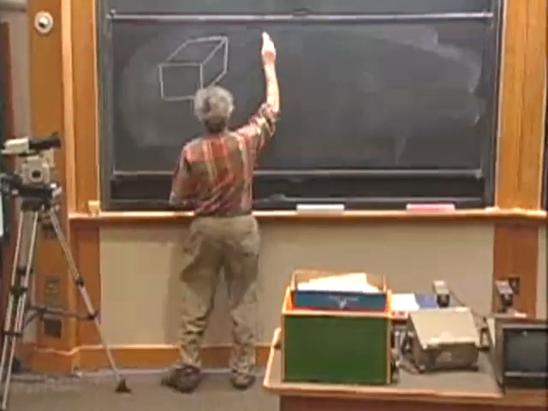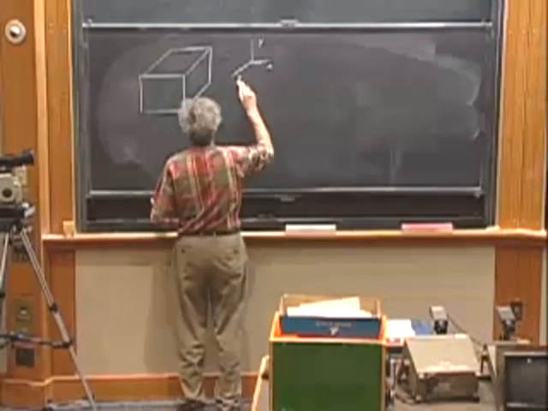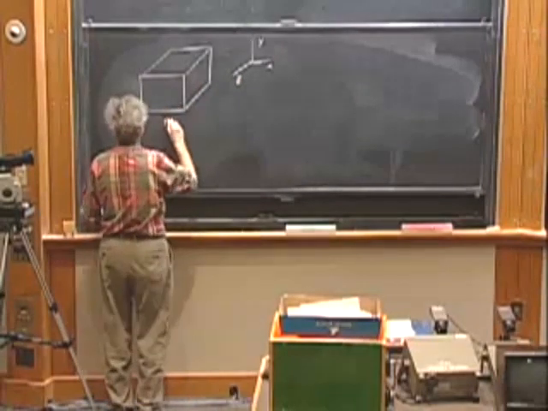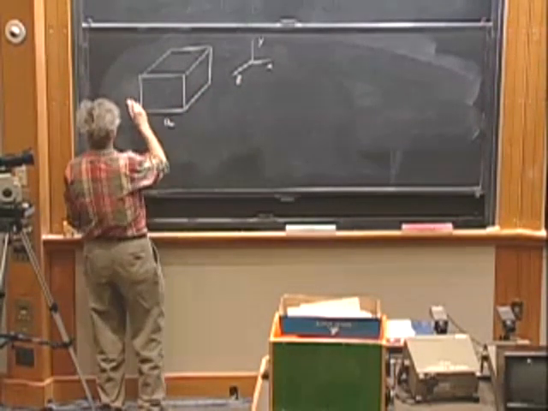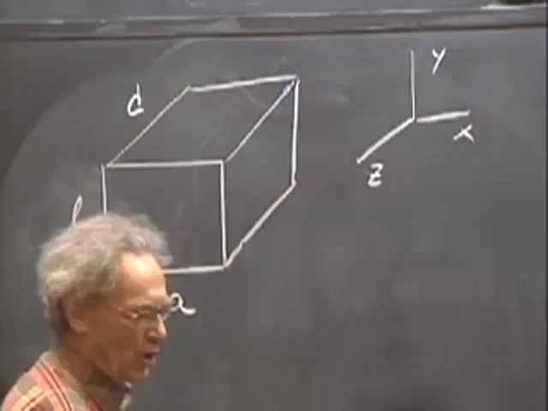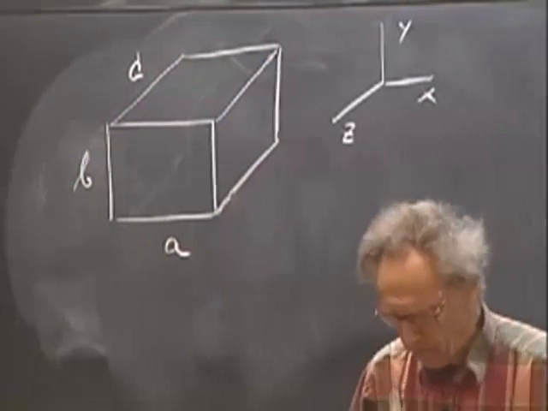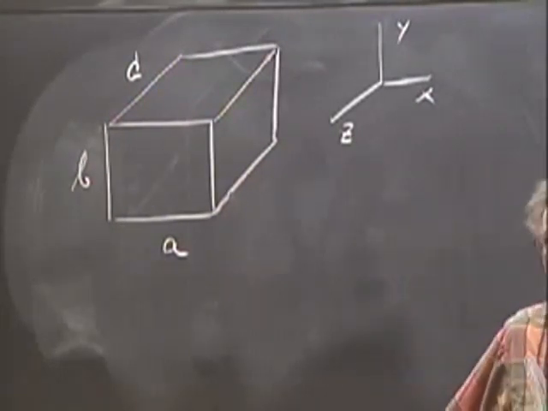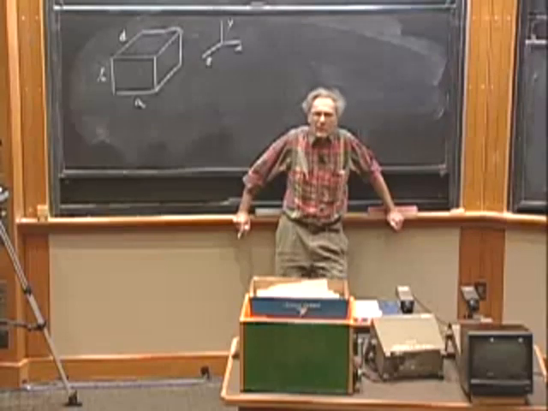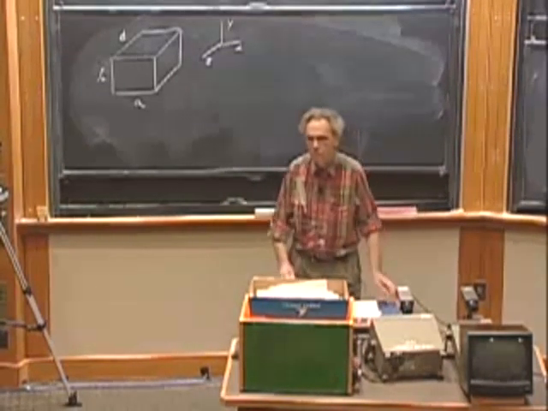There's a conductor. Our coordinate system is the same, x, y, z. And I simply call this A, I call this B, and I call this C. That is the length. And that's the coordinate system. And now comes the question: if I now have electromagnetic radiation in this box, what is going to happen?